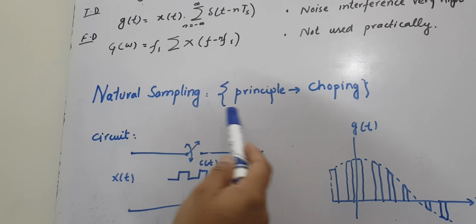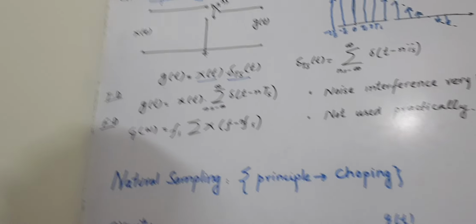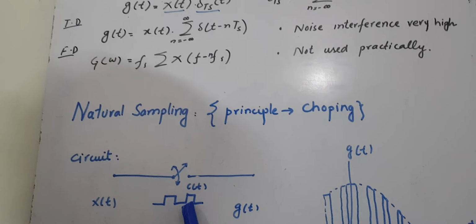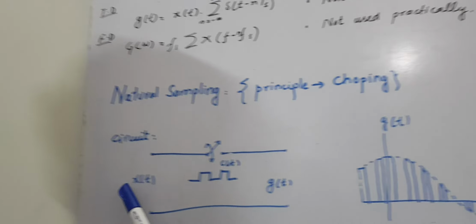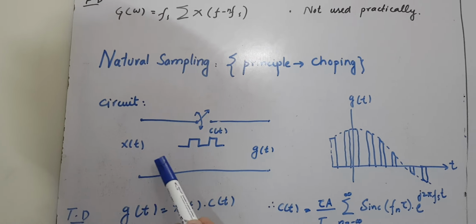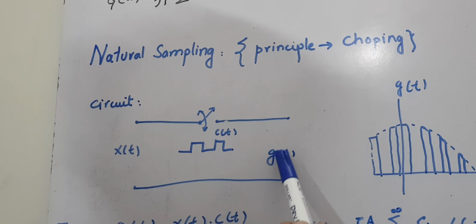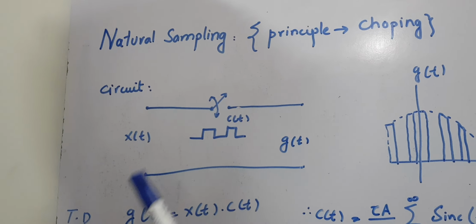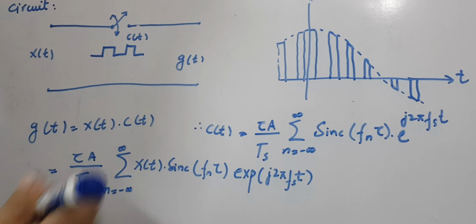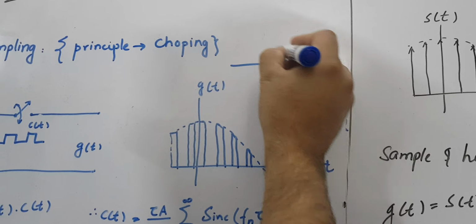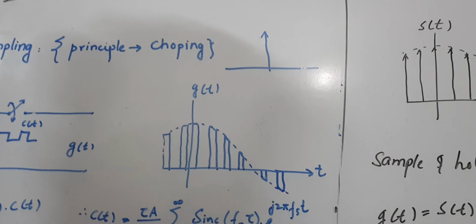The principle of natural sampling is chopping. In this case you are using c(t), a continuous pulse train with a fixed pulse width, and you have x(t) at the input. It means that you are multiplying x(t) with that pulse, and then you end up with g(t). So what is c(t)? Here a is the amplitude, and now in this case you can write c(t) in this format.